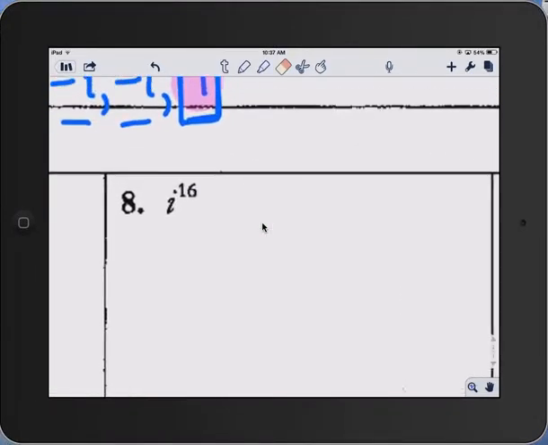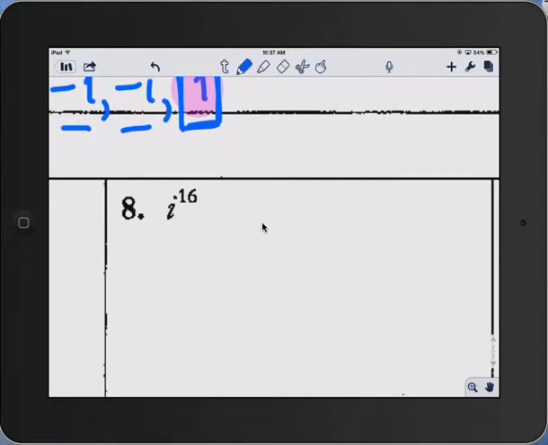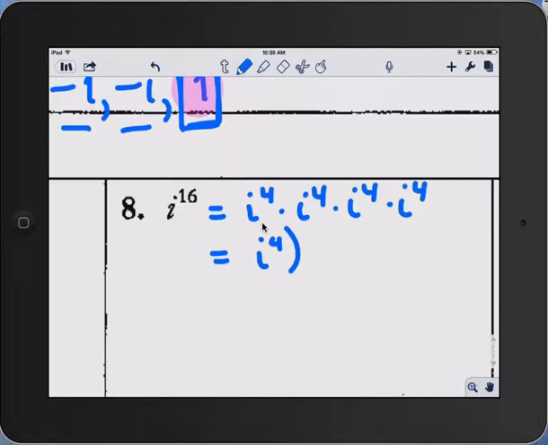Okay, how about i to the 16th? Well, 16 is a multiple of 4, so that would be i to the 4th, i to the 4th, i to the 4th, or i to the 4th. Remember when you do a power to a power, you multiply the exponents, which is just 1 to the 4th, or just 1.